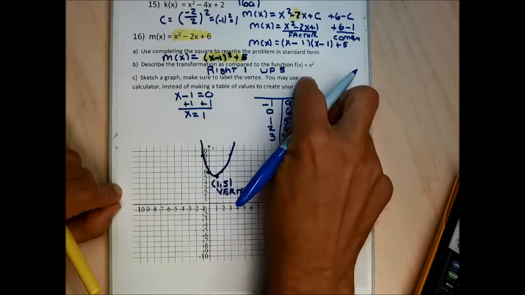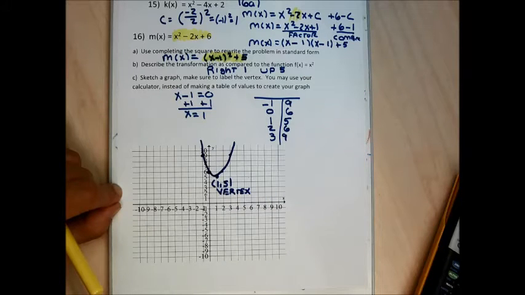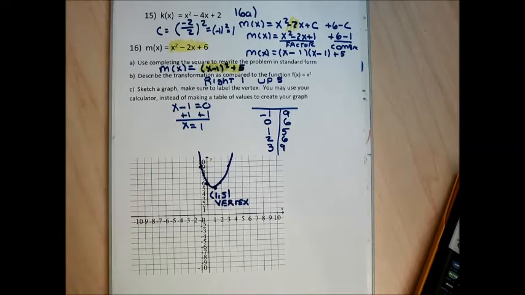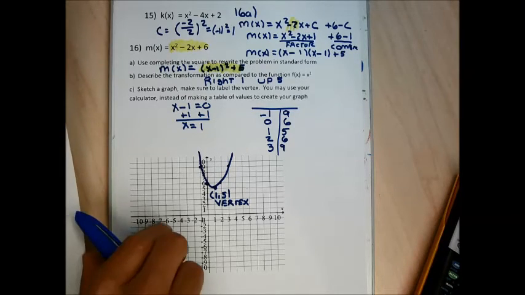So that's my make a table, sketch a graph, label the vertex. Done with everything for problem 16, so you can move on and give 15 a try. The next few problems are a bit trickier. They have numbers in front of the x's, and that's going to make the graph either narrower or wider, or flip it over the x-axis.